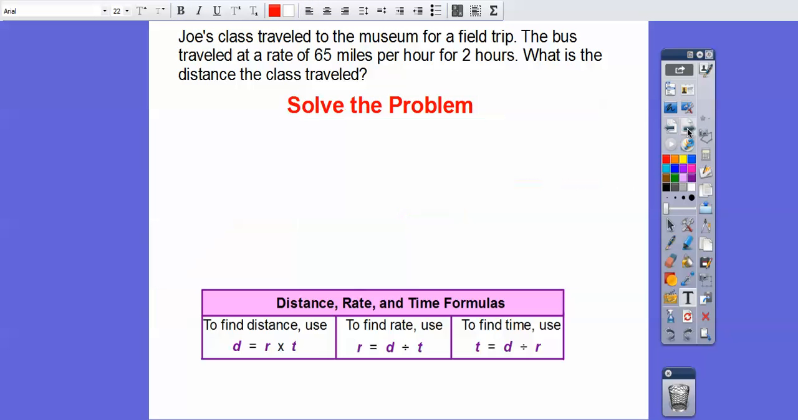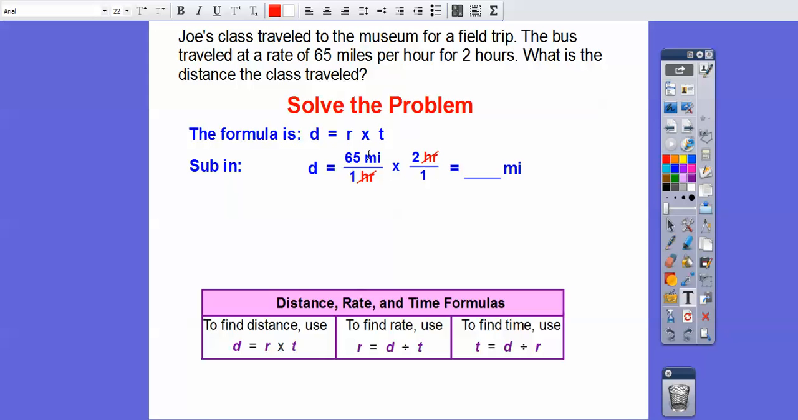Okay, so here we go. Solve the problem right here. So our formula is distance equals rate times time. So I'll substitute in our rate. So our rate is 65 miles per hour. So per hour means it goes down there. And when we multiply, remember these hours cancel, and then we'll be left with just this miles right here.